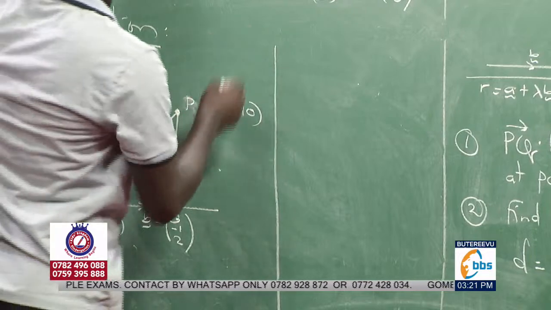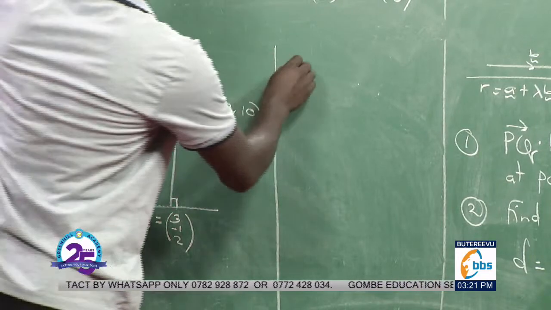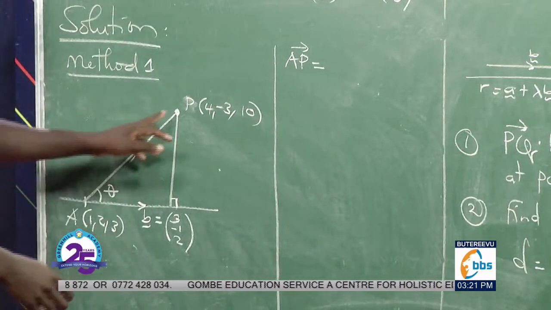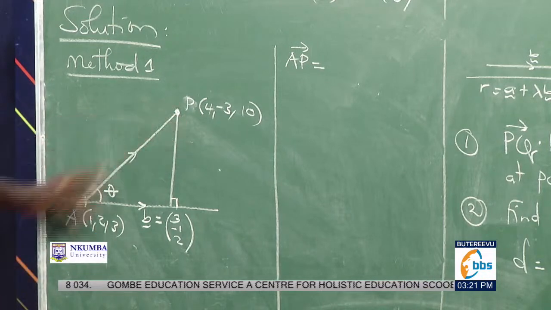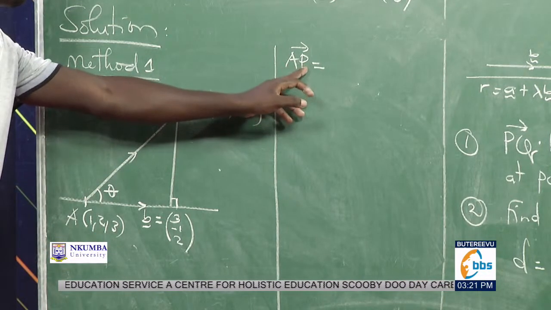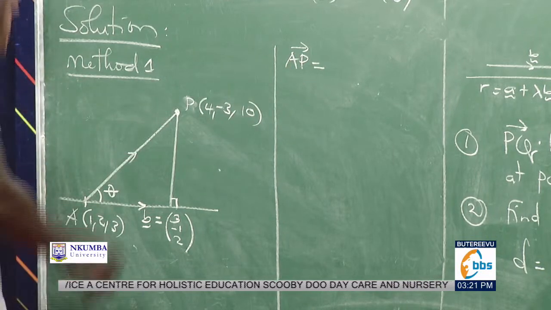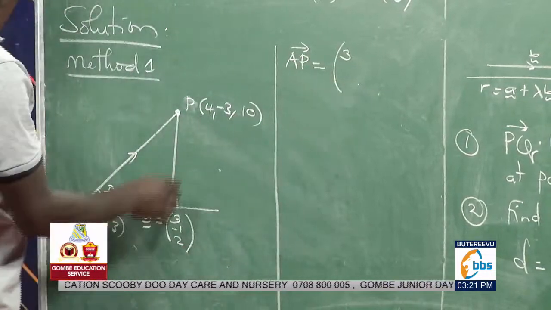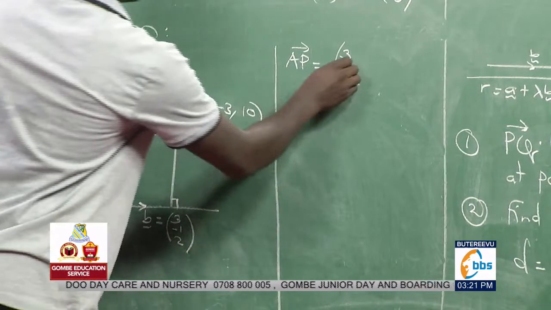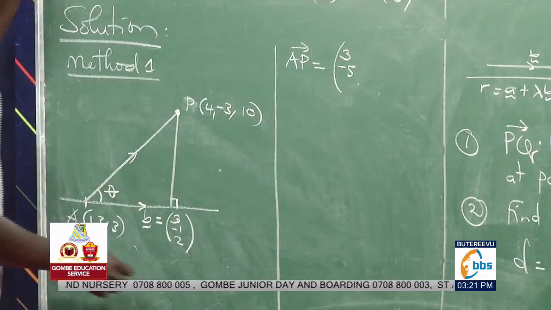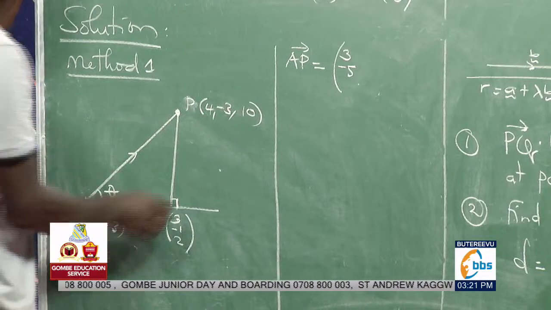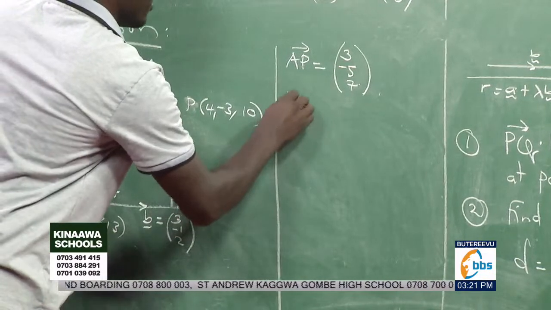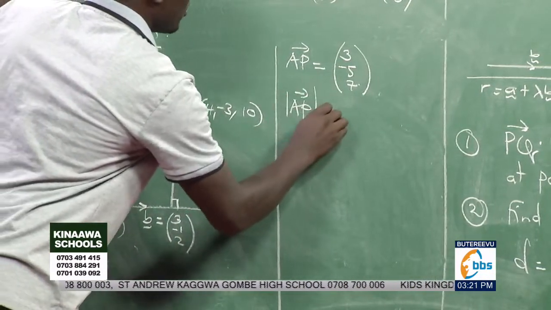Now we are going to use the dot product, so we shall get vector AP. Vector AP is OP minus OA, that is end point position vector minus starting point position vector. So we shall have 4 minus 1, which gives us 3, then -3 minus 2, which is negative 5, and then 10 minus 3, which is 7. So that's the vector AP.